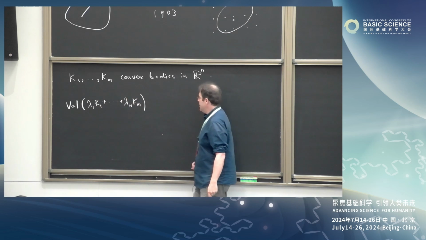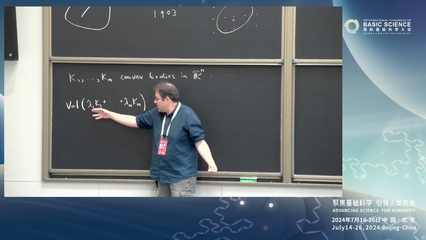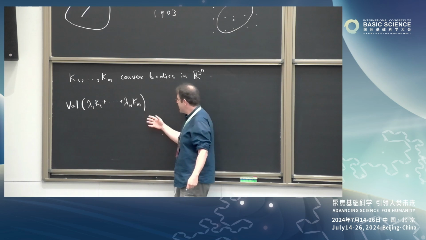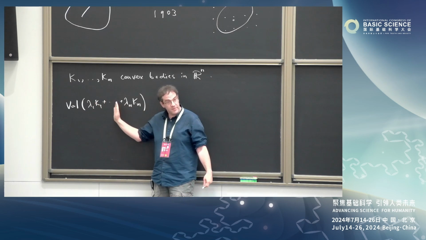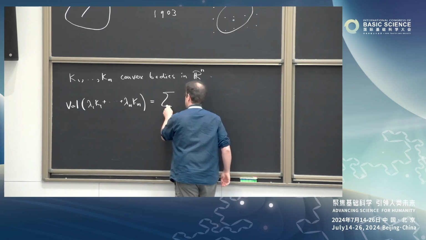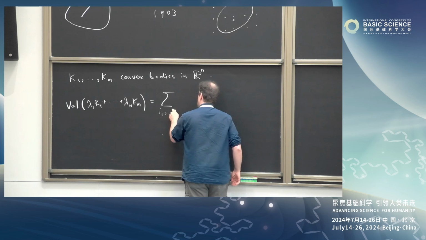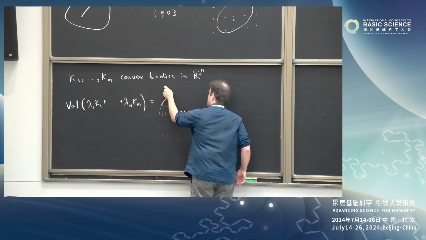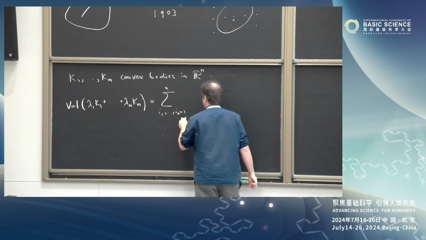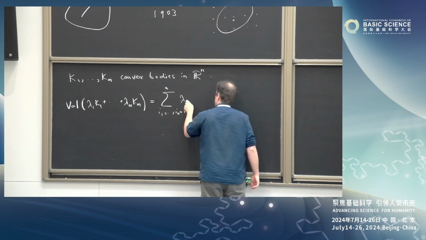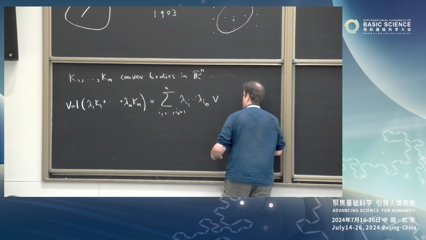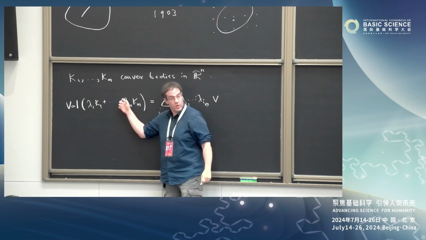And now, of course, this is an ordinary function of these coefficients lambda. And it turns out that when you take these lambdas to be non-negative, the volume is a homogeneous polynomial as a function of these lambdas. So you can write this as a sum over i1 to im, a homogeneous polynomial of degree n, which is the dimension of the space, in lambda i1 to lambda in. These are the monomials. And then there are some coefficients, and these coefficients must depend on the bodies K1 to Km that I plugged in.